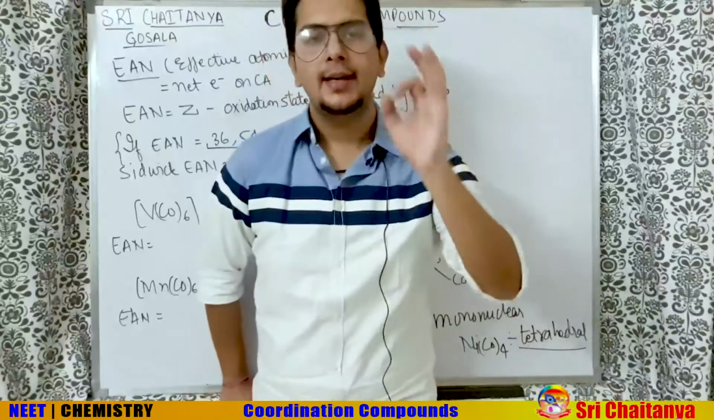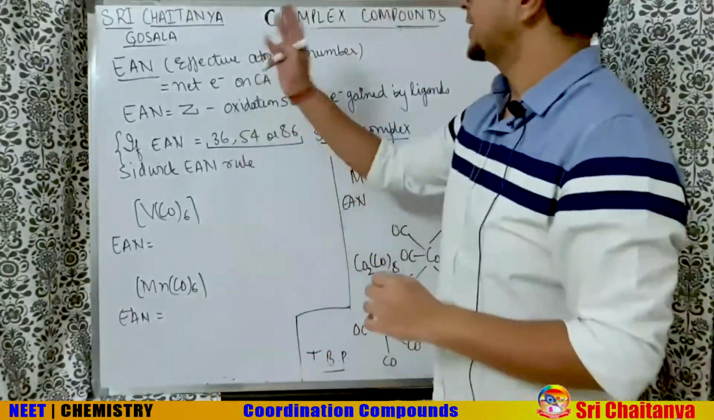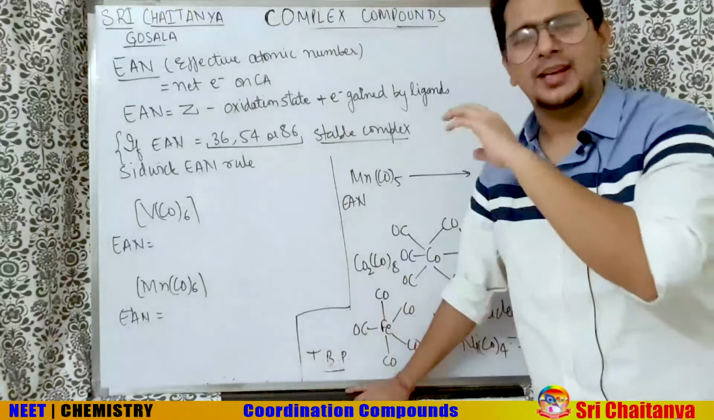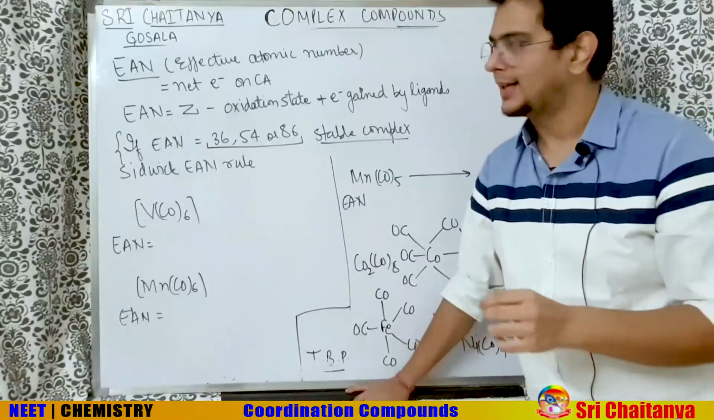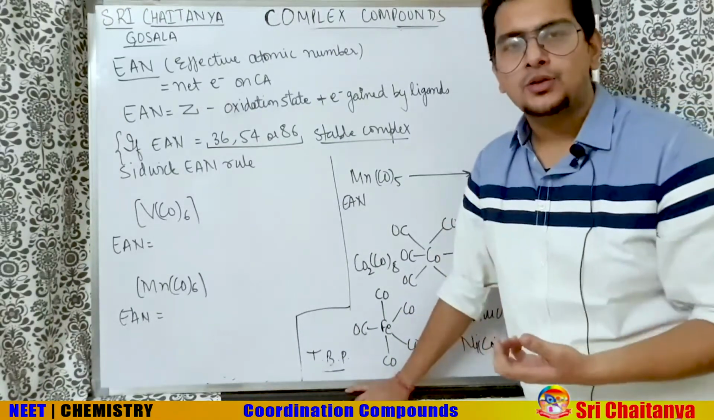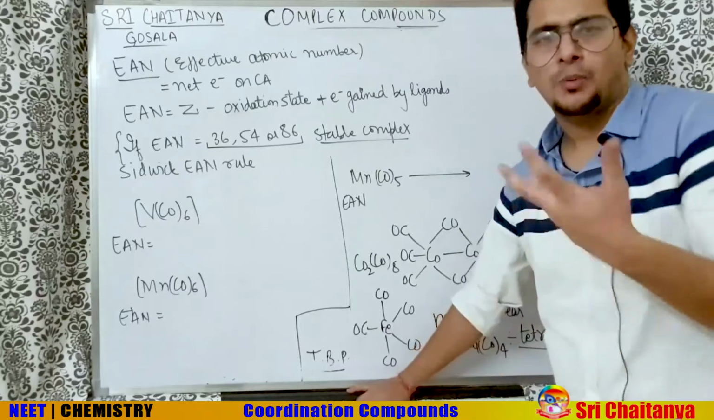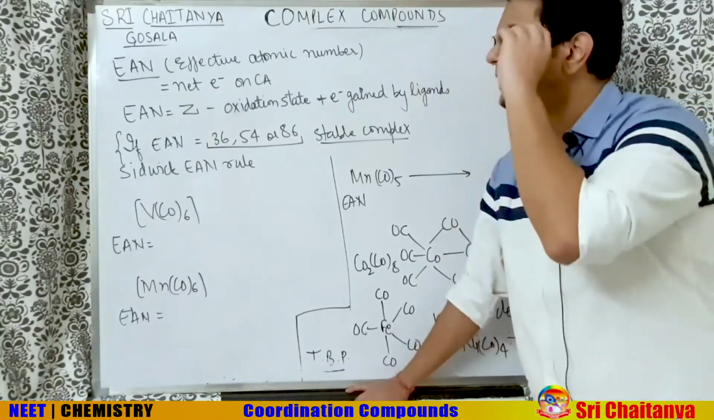Now, EAN, also known as effective atomic number, in very simple layman language, is the net number of electrons on the central atom. Net how many electrons are there. So how do we find EAN?